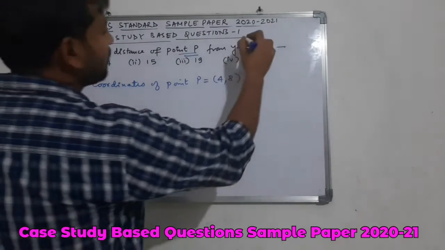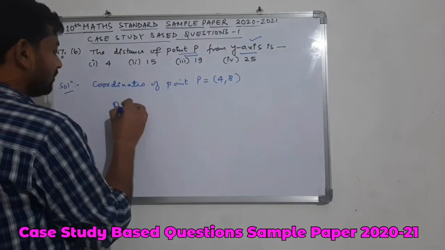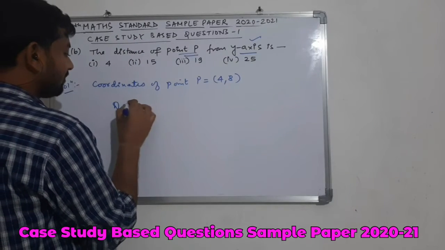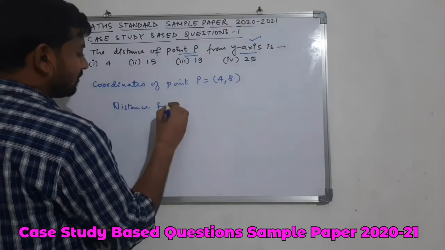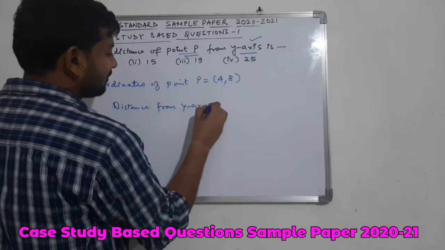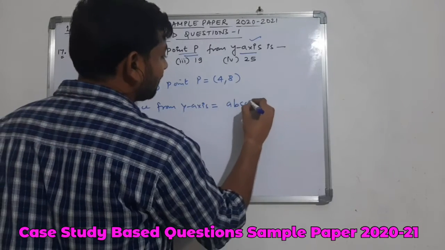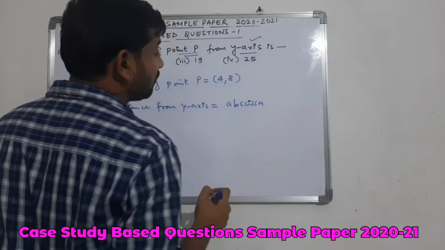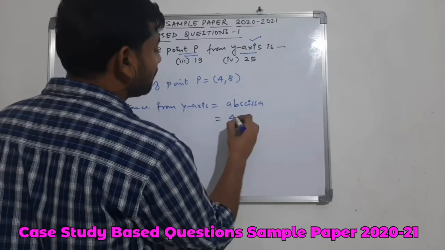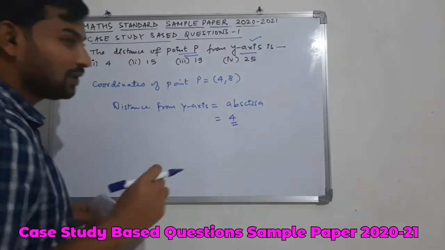So here we want to calculate the distance from y-axis. So the distance from y-axis is nothing but abscissa of this point. So abscissa is 4. So this is a very simple question.